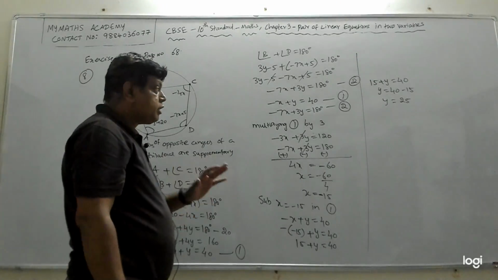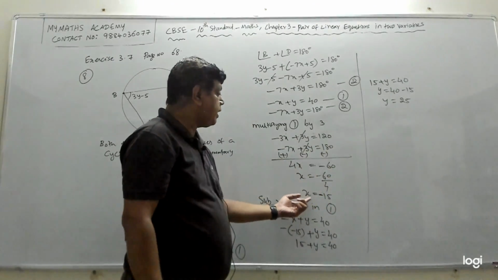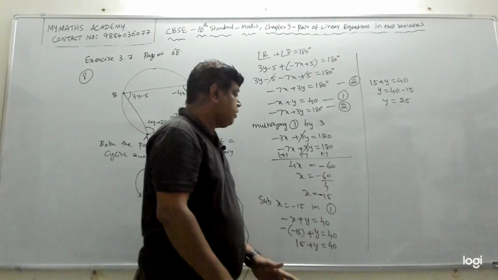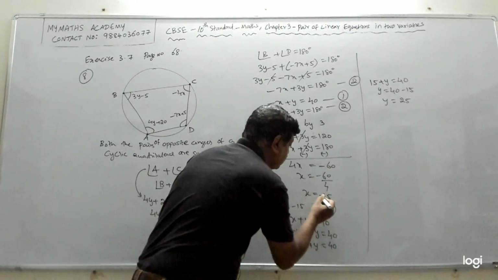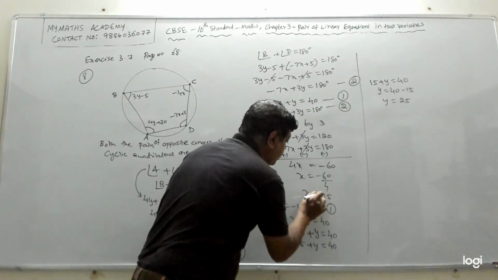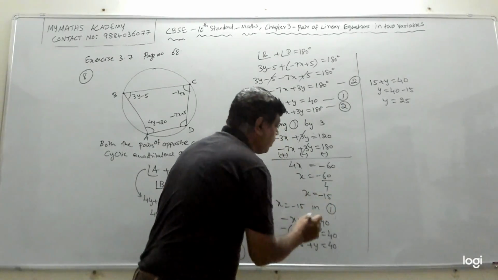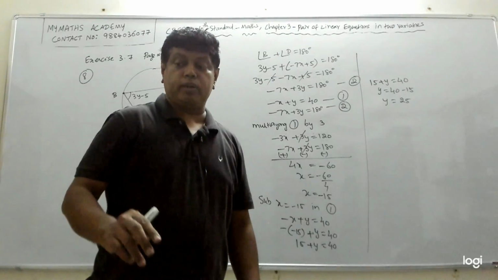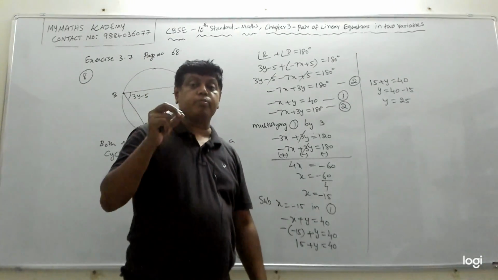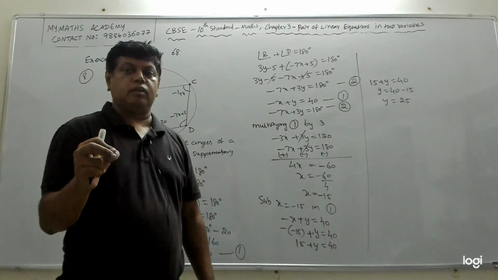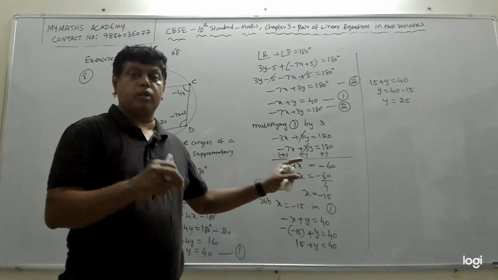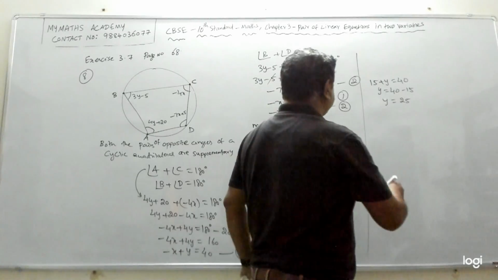So I have seen many students stopping the answer when they find x is minus 15, y as 25. They stop the answer here. Right? They stop it thinking that no, I have found x and y. That is the end of the problem. No. You have to understand from the question what is asked in the question. Until that is done, you need to solve the problem. So which means we need to find the angle A, B, C and D.